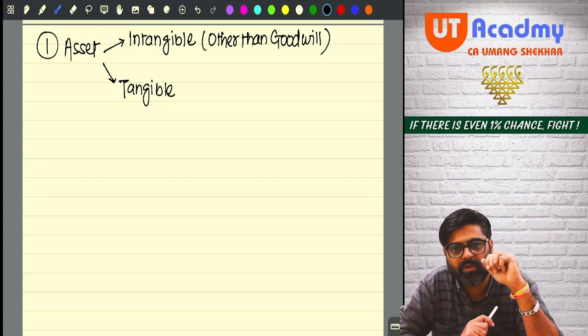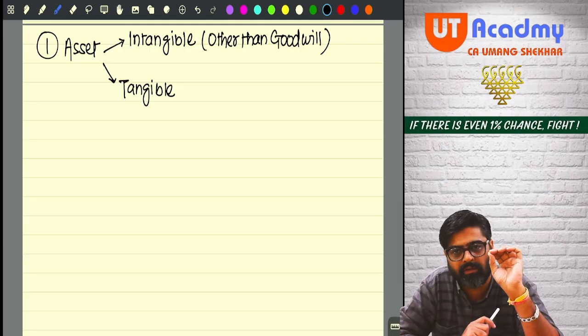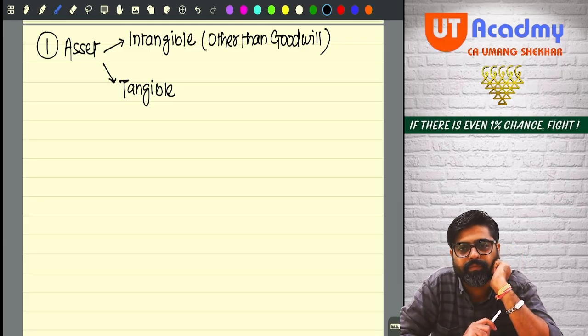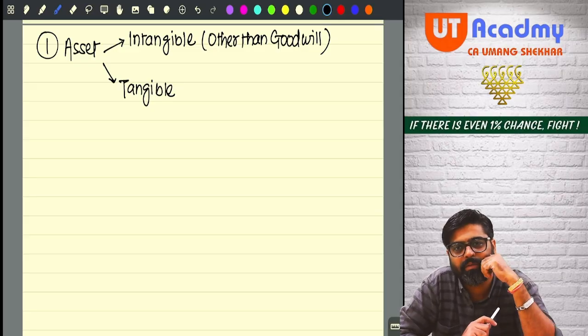So I came to know that the value of his business is only 1 crore rupees, only 1 CR. But I told him, Kaushik, take this 10 CR for your business.